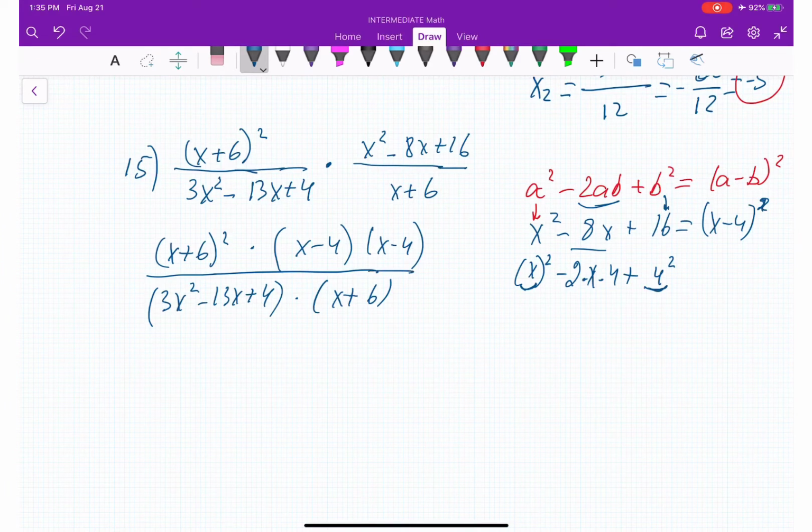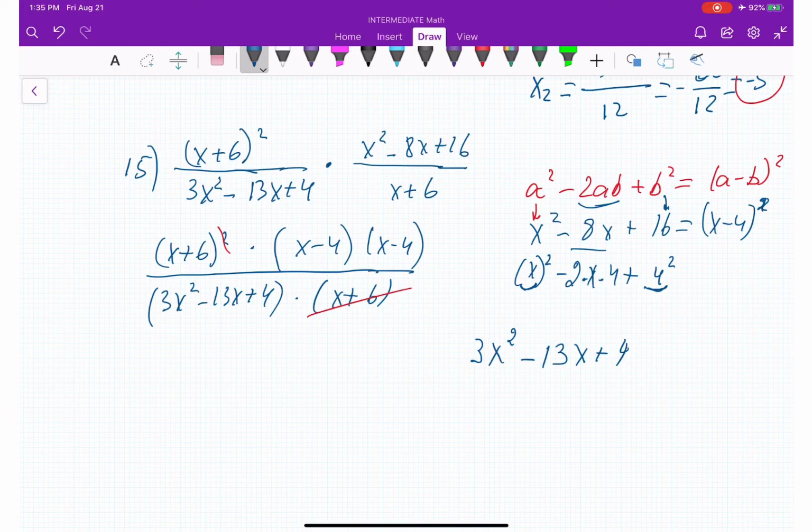All right. So what can we do here? I can cancel x plus 6 with this square, because x plus 6 squared is x plus 6 times x plus 6. So one is gone, the other one stays. Now here I have x minus 4 squared, x times x minus 4. I suspect when I factor this trinomial, 3x squared minus 13x plus 4, I will get somehow x minus 4. That's what I suspect. Let's see if that's what we are going to get.